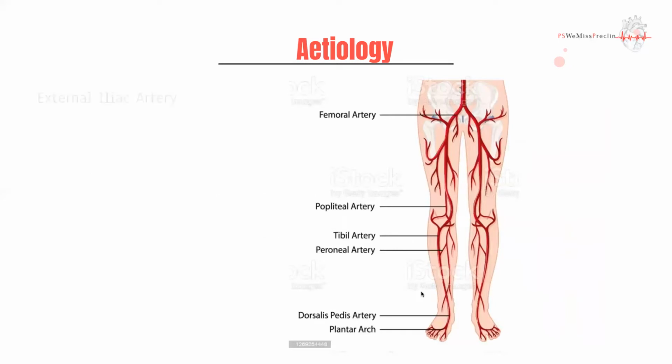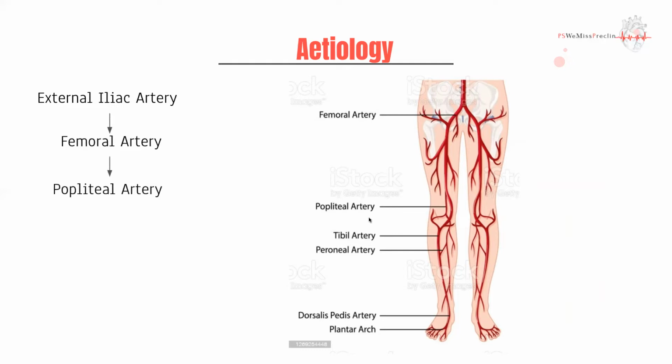So looking at our arteries, we have our external iliac leading into the femoral. This would lead into the popliteal, the tibial, and then the dorsalis pedis, as well as the plantar arch. Now, this is important from an examination perspective, because when we examine the lower limb as part of our PVD as well as a diabetes exam, one of the key things we look for is going to be our pulses.